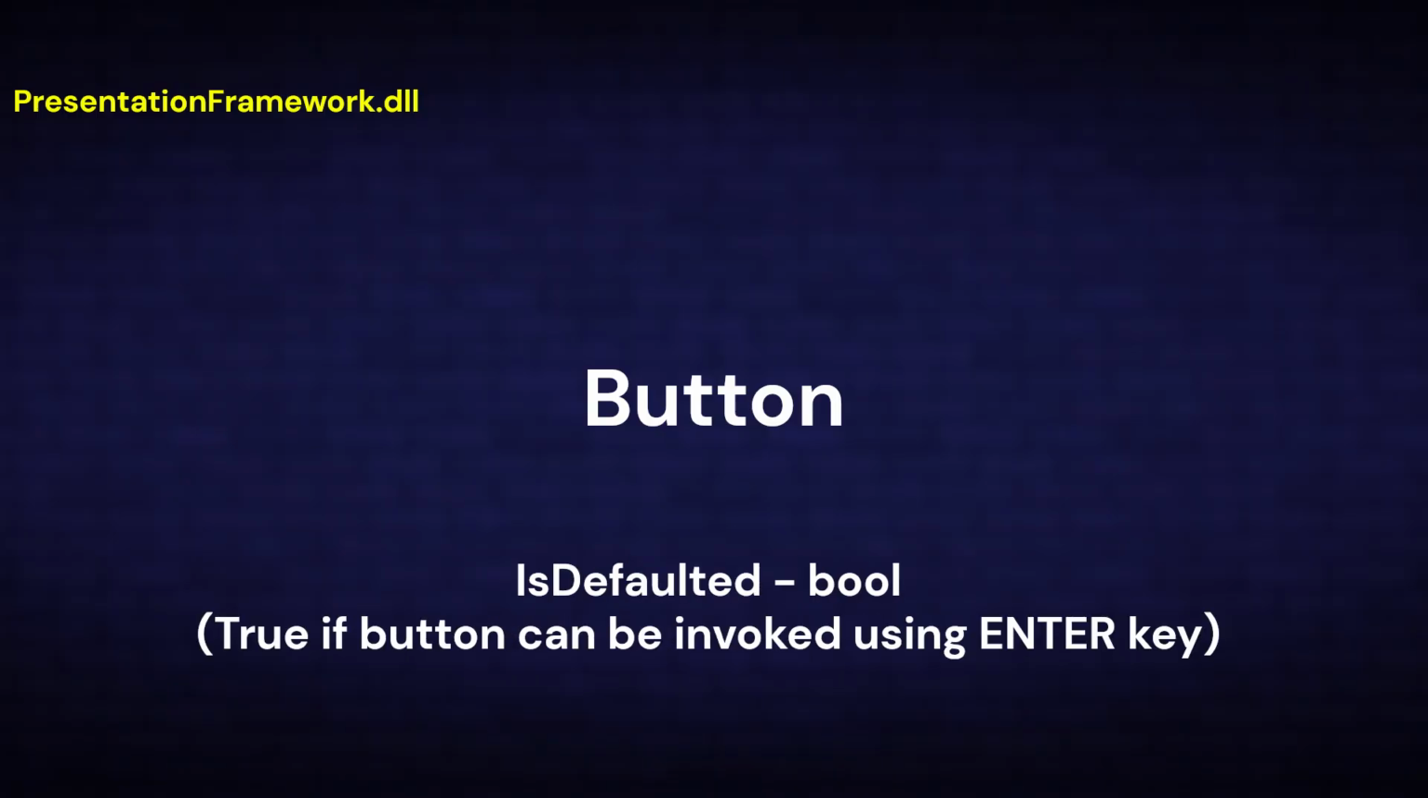Button class also exposes the isDefaulted property. This is a read-only property. It returns true when the button's isDefault property is set to true and the button itself does not have focus. Because if the button has focus, then the enter key will be handled by an event on key down, and value of isDefaulted will be false in that case.